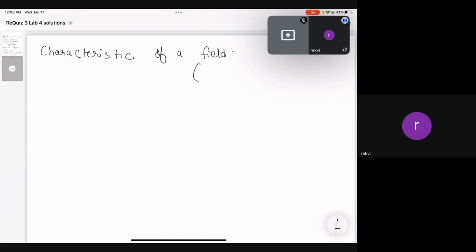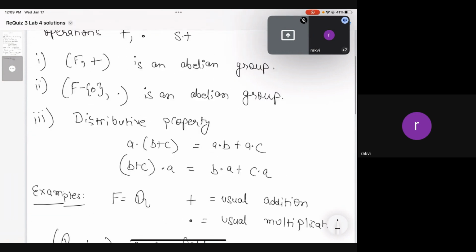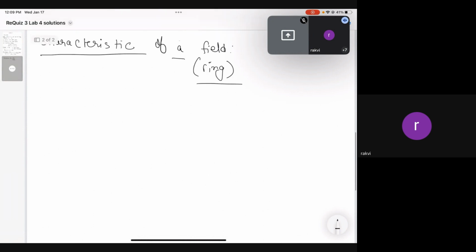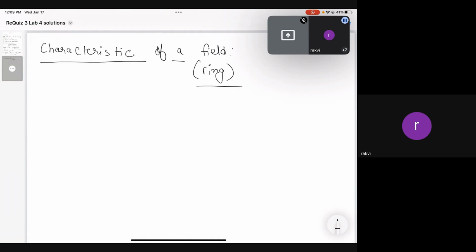Actually, it can be associated more generally. It can be associated to a ring also. So, characteristic of a field or ring. If you take any field or any ring, remember what is the difference between a ring and a field? The only difference is that a ring might fail to have multiplicative inverses, right? But there is still the operation of multiplication and an identity exists, right? So you take any field or ring, you always have this one object called 1.